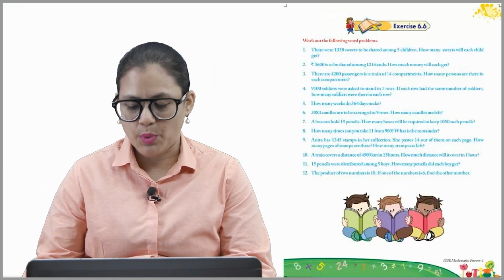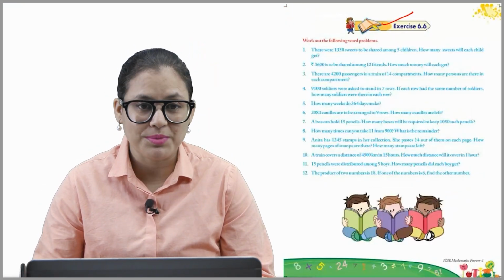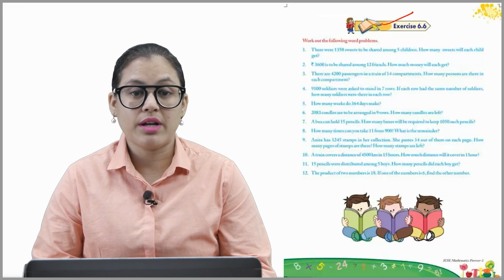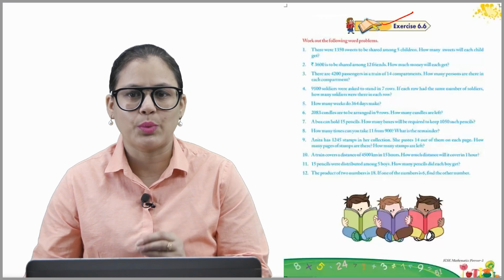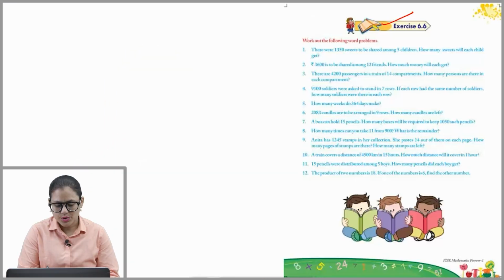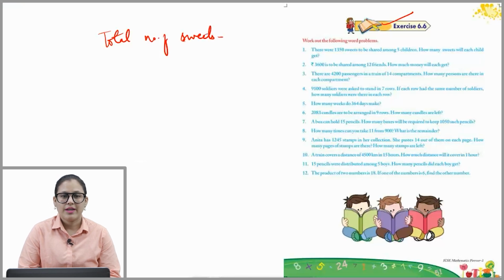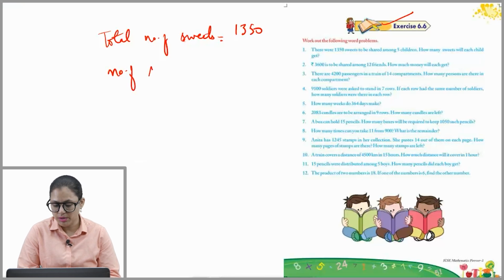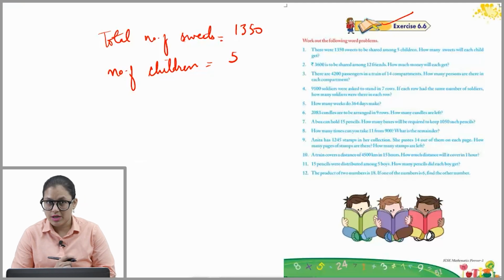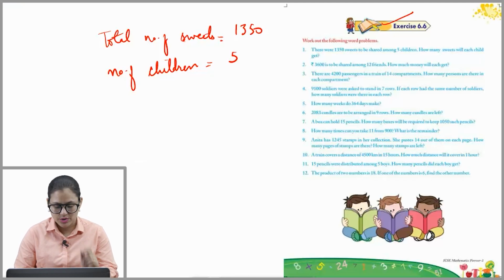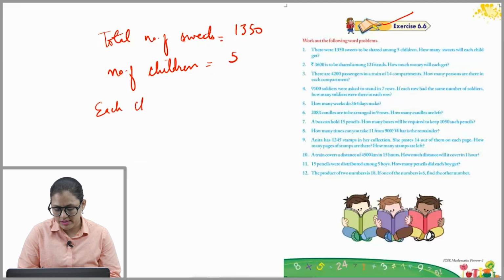Let's do exercise 6.6. Work out the following word problems. Okay, number 1. There were 1,350 sweets to be shared among 5 children. How many sweets will each child get? Okay, total number of sweets, 1,350. Okay. Number of children, how many children are there? 5. So now we have to find out how many sweets will each child get.